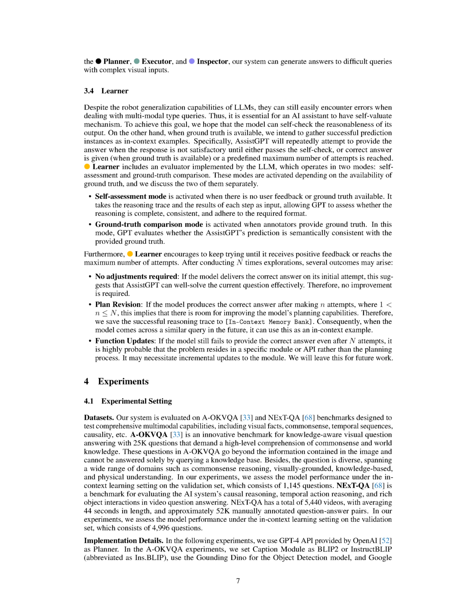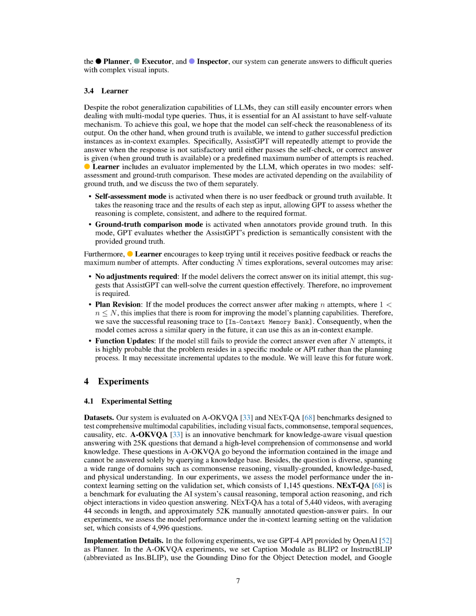In self-assessment mode, where there's no user feedback or ground truth, the AI reviews the logic and results of each step to ensure it's complete, consistent, and formatted correctly. When a ground truth is provided, the AI activates the ground truth comparison mode, comparing its prediction with the ground truth to verify if they're semantically consistent. The learner is designed to keep trying until it gets positive feedback or reaches its attempt limit.